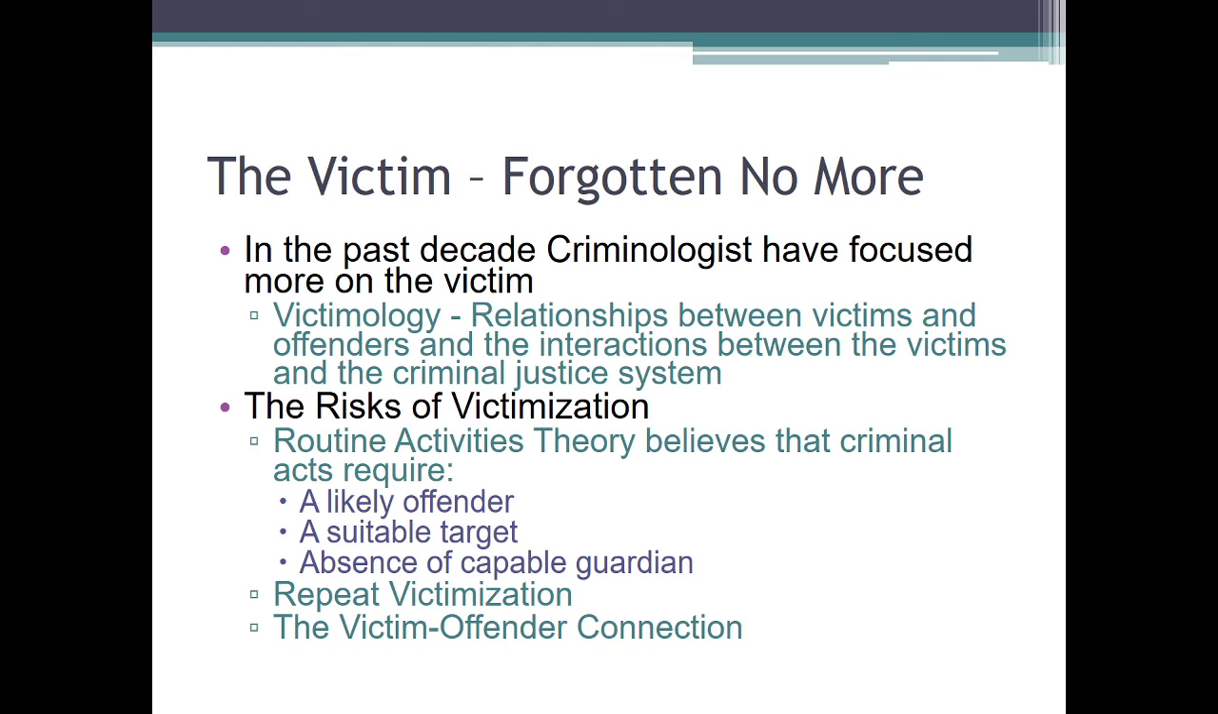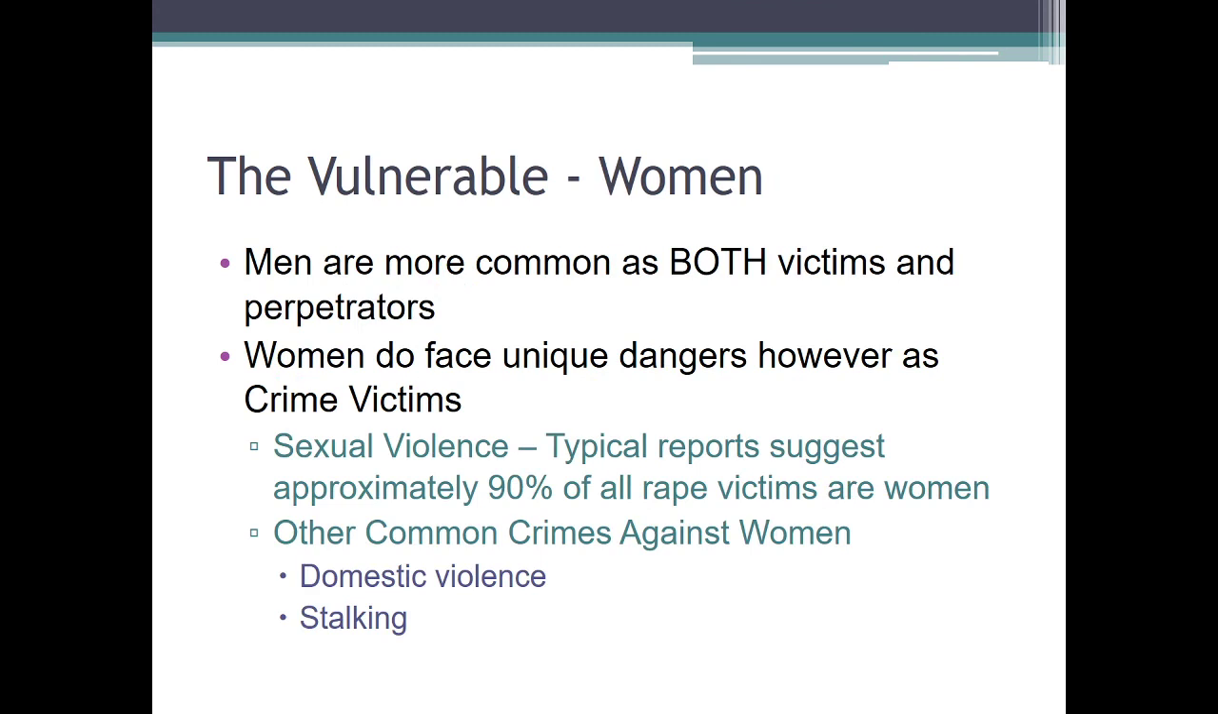I'm not trying to blame the woman. I'm asking the question, why is the woman the victim multiple times? What process is ongoing? Are predators somehow identifying them as weak and susceptible to victimization? Are they failing themselves to identify people who might be victimizers? So we look at things like, what are likely offenders like? What are suitable targets like? What is the presence or the absence of a capable guardian? How does repeat victimization play into this? And what is the connection between the offender and the victim?